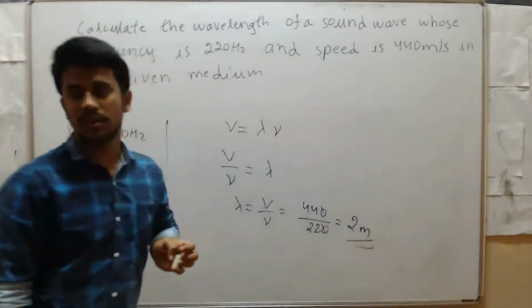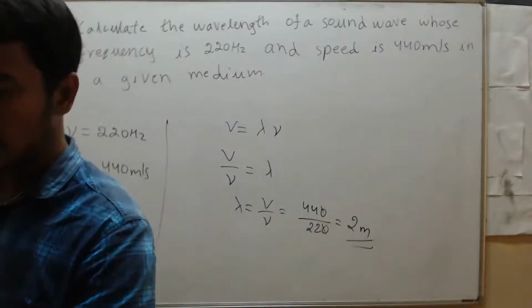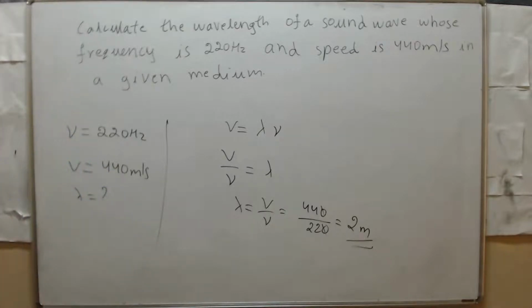Okay, wavelength means what? Sorry, wavelength means what? It is a distance. So that's why the unit of wavelength is meter. The answer is 2 meter. Okay.